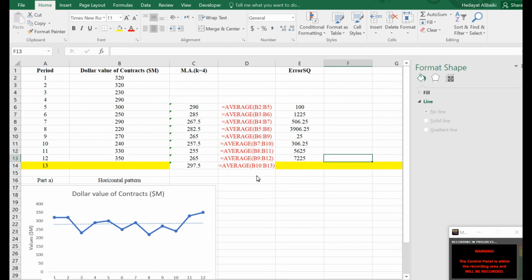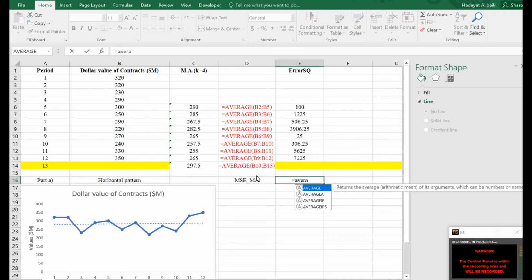So that's for error squared, and then MSE, mean squared error for moving average, is simply the average of these values.